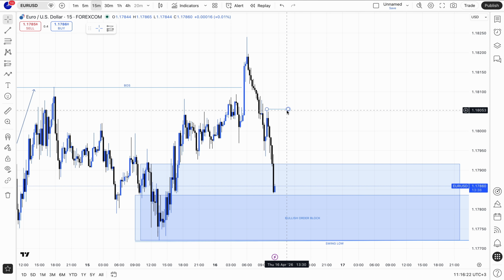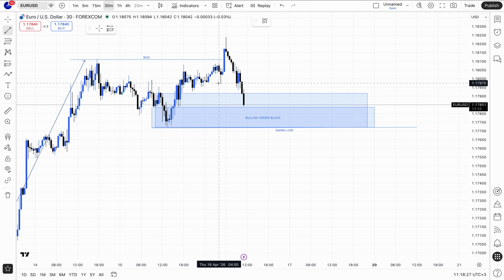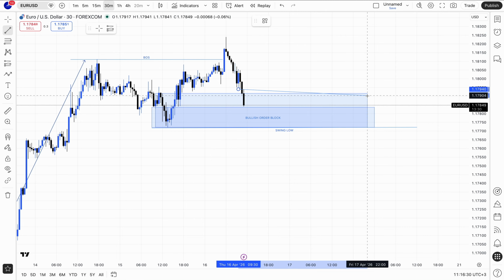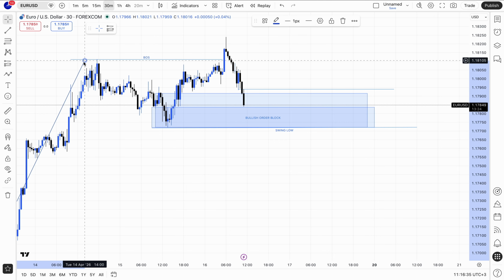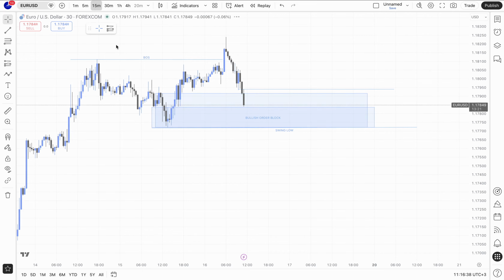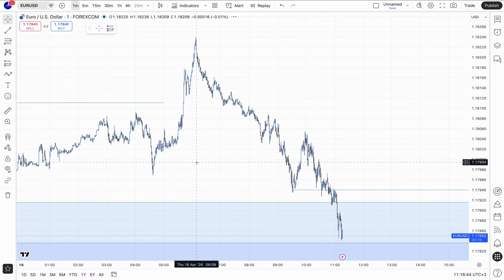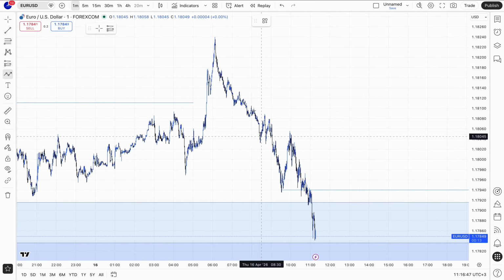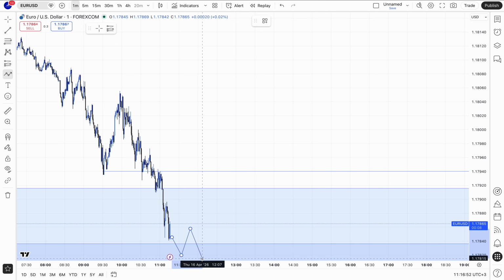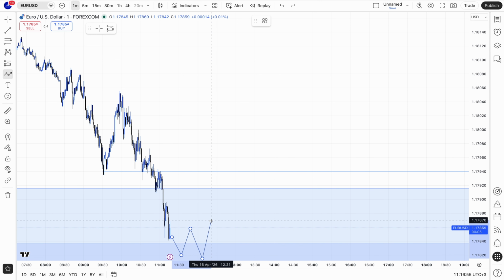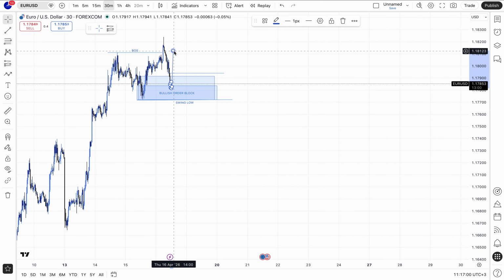And we have 2 confirmations. We're going to wait for the 30 minutes candle close above here, which you're going to wait from here. That will be the 30 minutes confirmation. Then the second confirmation we're going to use is going to be our 15 minutes and our 1 minute confirmation. We're going to wait for the shift from here. We're going to wait for the shift, then a shift, then a continuation to the upside, and that will be scenario number 1.